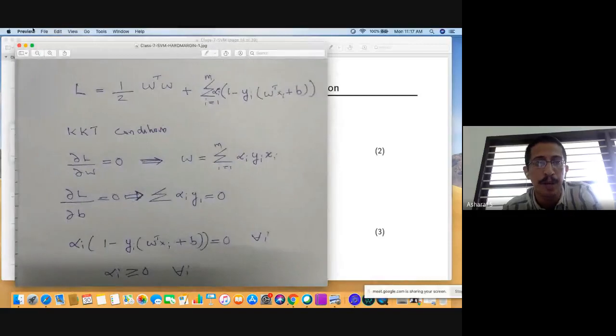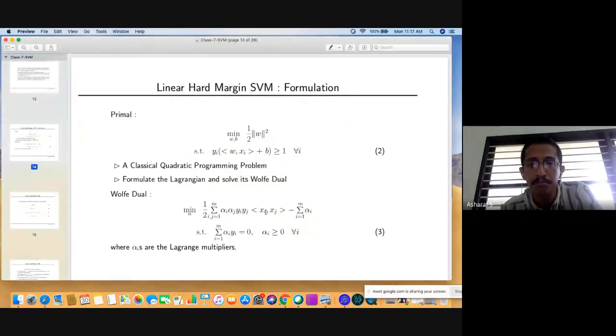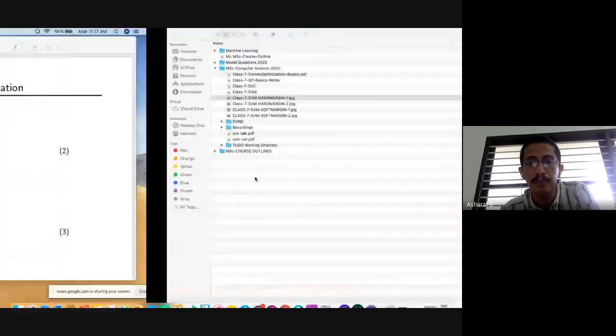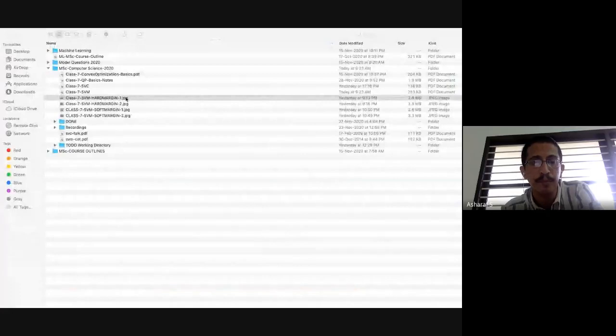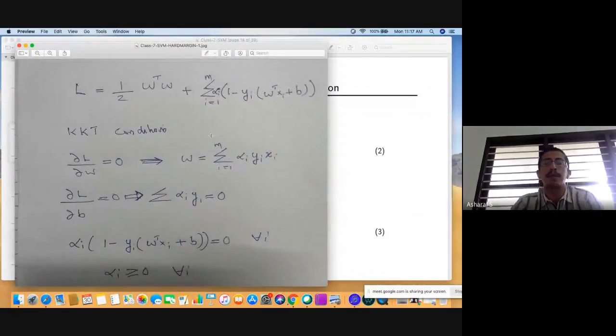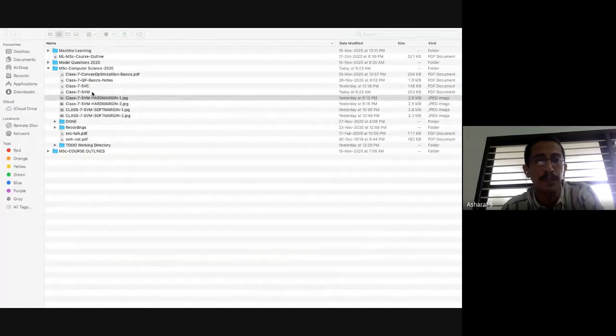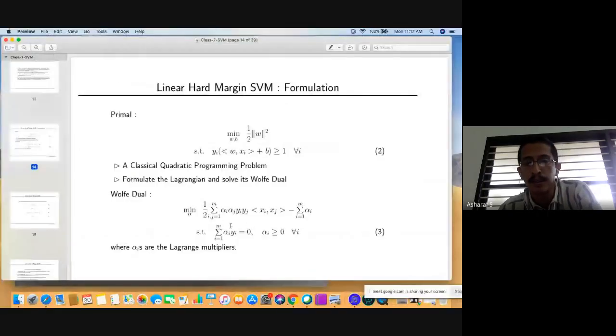And if you substitute it back, what you're going to get is this form. All right. So L will be the dual form of the problem, right? With respect to the conditions, summation alpha i yi is essentially the conditions that are specified over here. Alpha i yi is equal to 0 and alpha i greater than or equal to 0 for all i. These are essentially part of the KKT. So this will be the form.